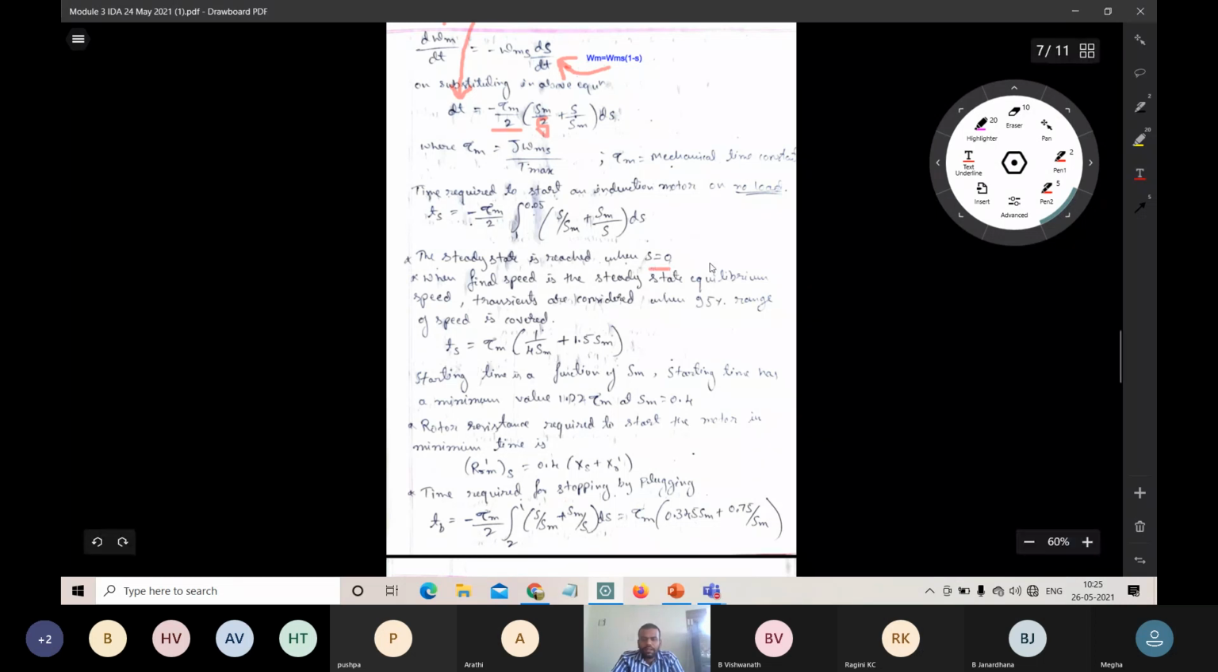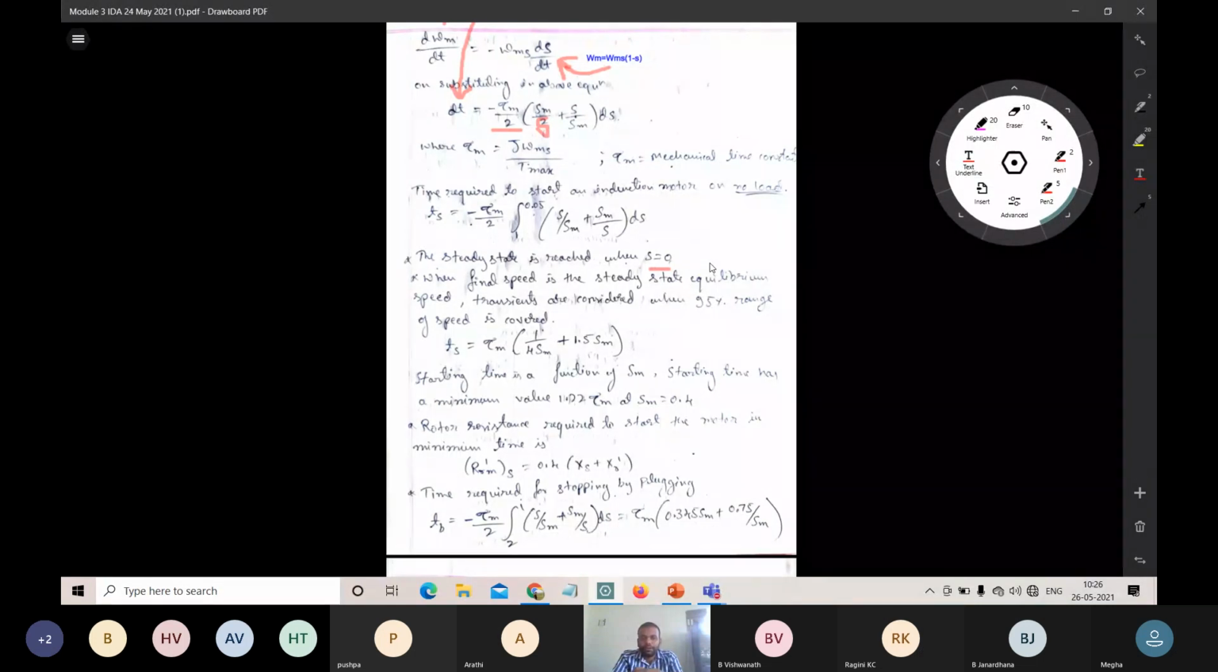So what happens when the motor has reached its final speed? The steady state equilibrium speed is nothing but the final speed. Here the transients are considered for 95% of full range speed. If I consider 1000 rpm, then 95% is about 950 rpm. So till 950 rpm, the motor will be considered in the steady state condition.